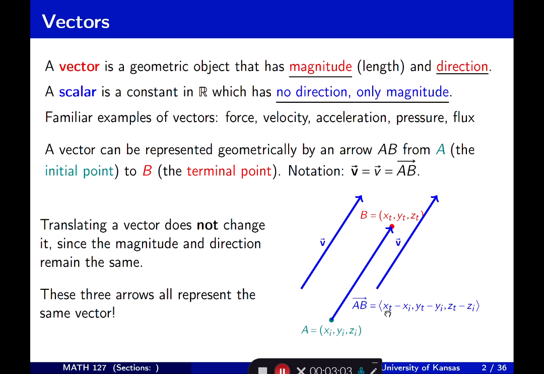Something we use subtly here in the notation: when we show the difference between the coordinates, x_t minus x_i, we also put angled brackets around it. That is the notation for a vector with its coordinates.